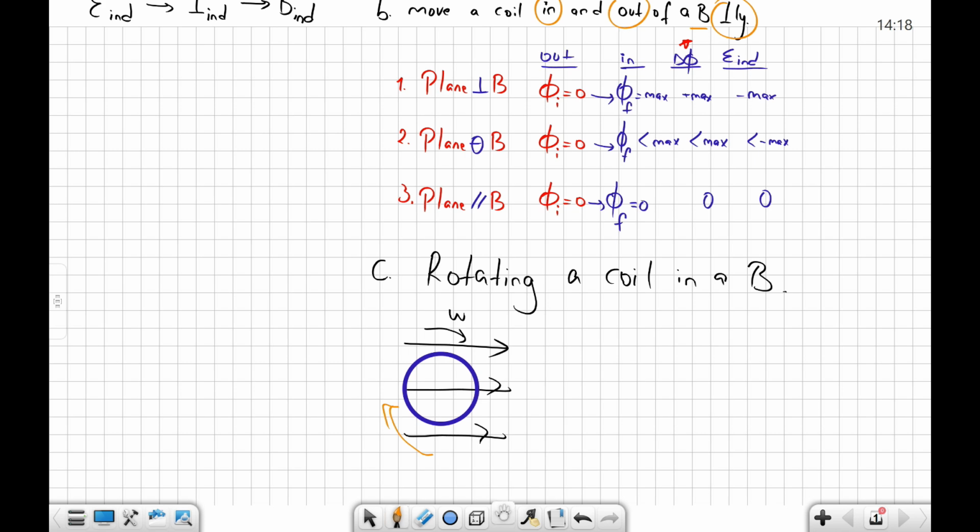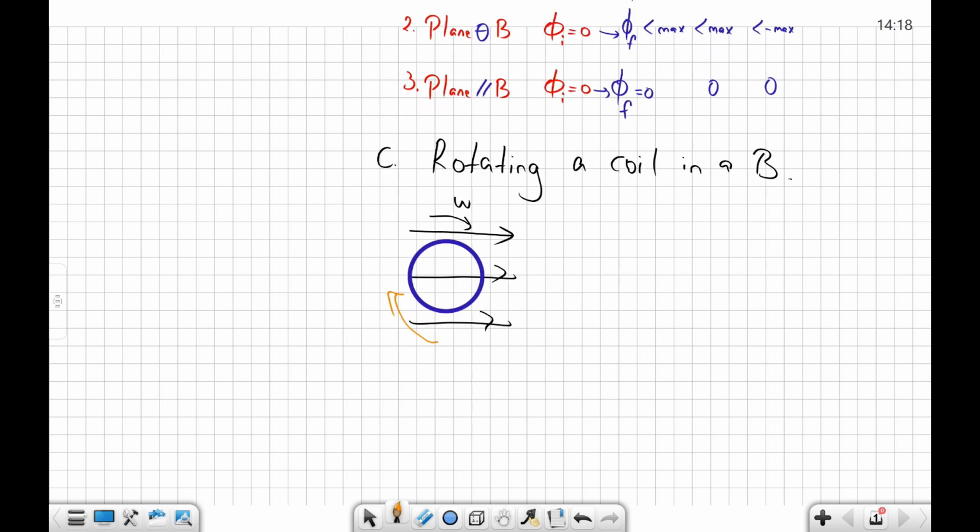Do I have a change in flux? No, there is no change in flux here. Although I have rotation, I don't have a change in flux. So since there is no change in flux, induced EMF is equal to 0. There is no induced EMF. So the rotation must cross the magnetic field.